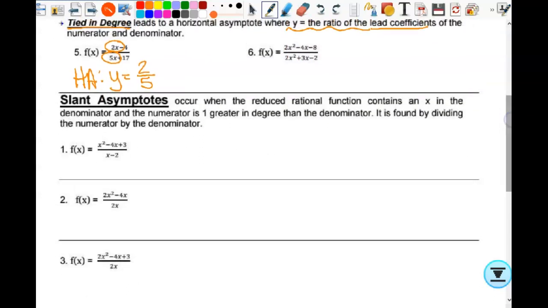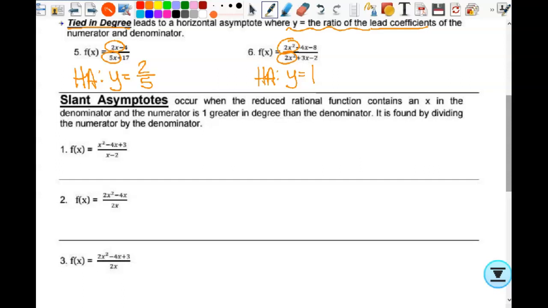So when I look at number 6, they are tied in degree. So my horizontal asymptote is at y equals what? 1. Okay, horizontal asymptotes, super easy. Just make sure you know the difference between top heavy, bottom heavy, and tied in degree. If you always say them in that order, then you can remember them in that order. It's not that big of a deal.